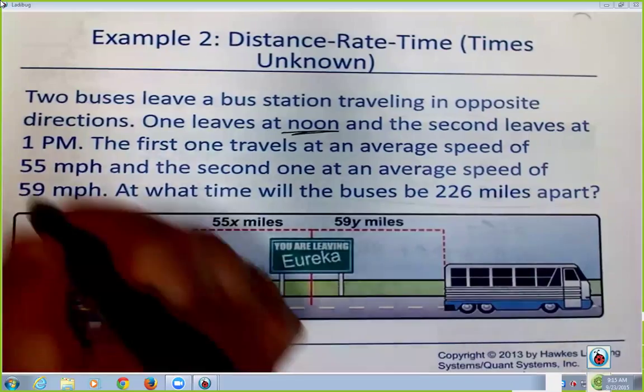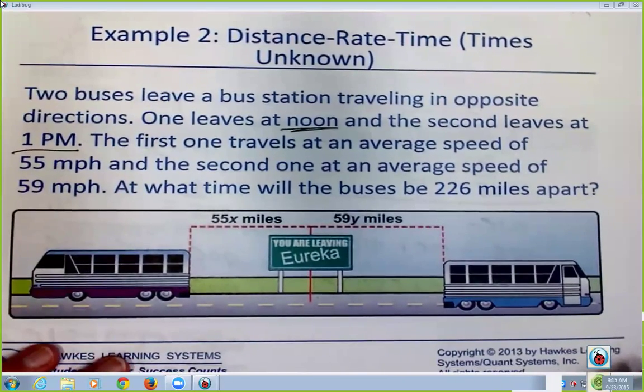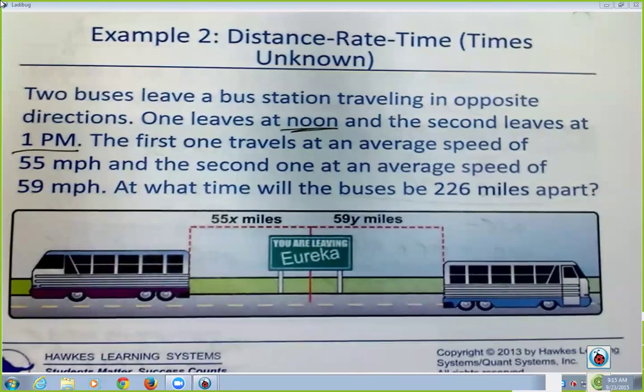The second leaves at 1 p.m. So what happened to those buses? Well, if I read that line, one's leaving an hour later than the other bus, correct? Because if one leaves at noon, the other one leaves at 1, there's an hour's difference between each bus. So that's important because that figures into time. So we've got to keep that in place there.